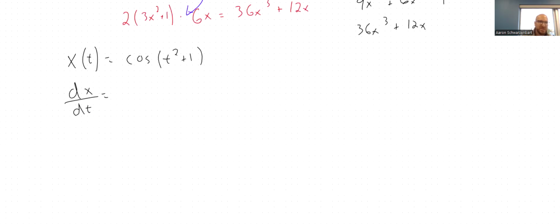The outside thing is a cosine. What's the derivative of cosine? Negative sine. So I take the derivative of the outermost function. I leave the inside as it is. And then I multiply by the derivative of the inside. What's the derivative of this inside part? 2t. In this case, I would say equals negative 2t sine of t squared plus 1.